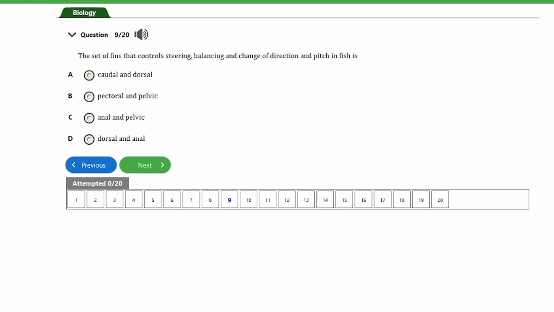Question number 9. It says, the set of fins that controls steering, balancing, and change of direction and pitch in fish is A. Caudal and dorsal, B. Pectoral and pelvic, C. Anal and pelvic, D. Dorsal and anal. So guys, the answer to this question is option B, and that's pectoral and pelvic. The pectoral and pelvic fins in fish are responsible for steering, balancing, and changing direction and pitch. So guys, let's look at the next question.